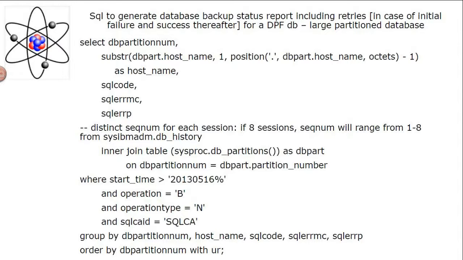Now, if you're doing multiple sessions for a large database, then you would have a set of records. You wouldn't have a unique record, and you just have to be careful about that. So then you summarize by the partition number, you group by it and other fields, and then you can even order by that and get a nice handy report.